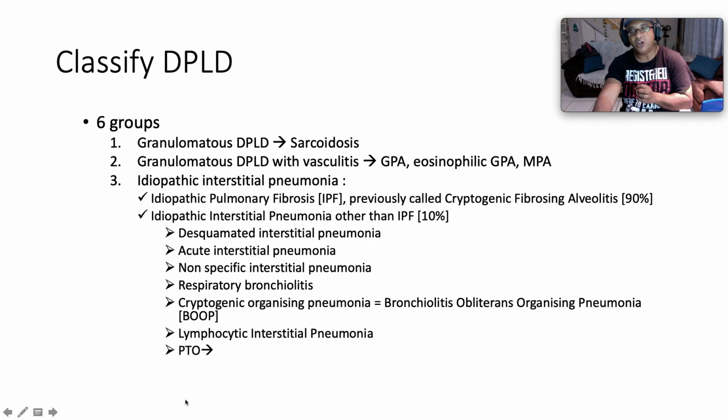And here we have a lot of hodgepodge alphabet soup: desquamative interstitial pneumonia, acute interstitial pneumonia, non-specific interstitial pneumonia, respiratory bronchiolitis, BOOP. This is bronchiolitis obliterans organizing pneumonia. Now the nomenclature has changed to cryptogenic organizing pneumonia, so COP instead of BOOP, right? And of course, lymphocytic interstitial pneumonia.